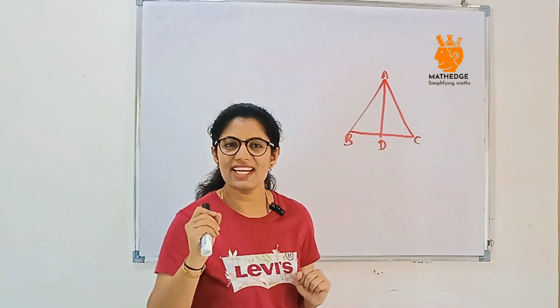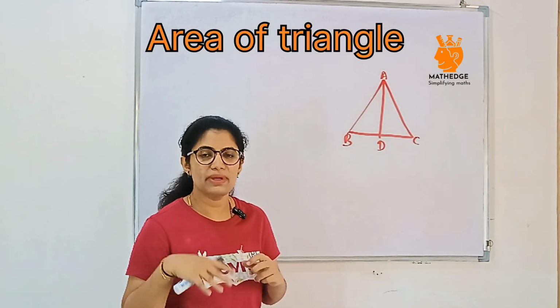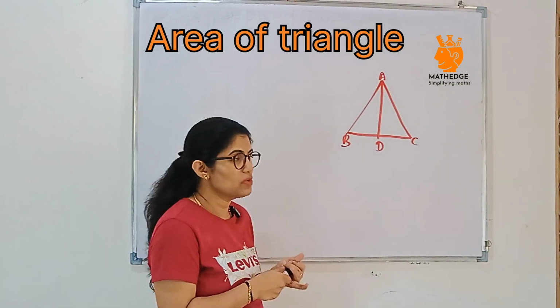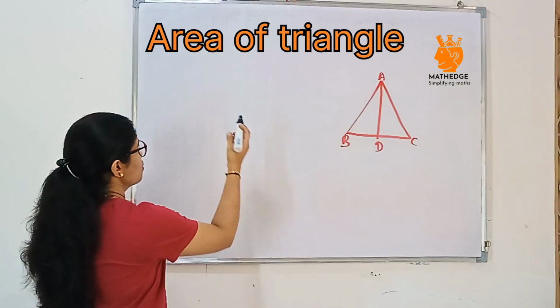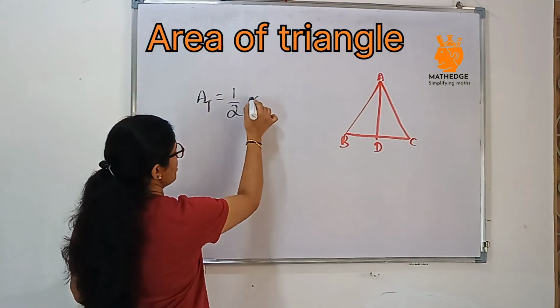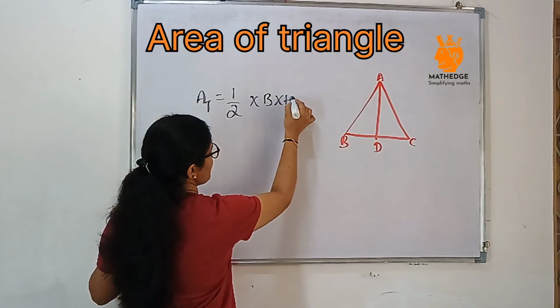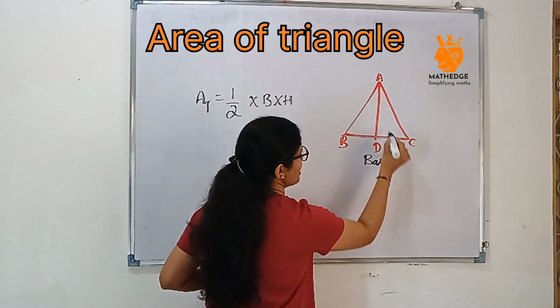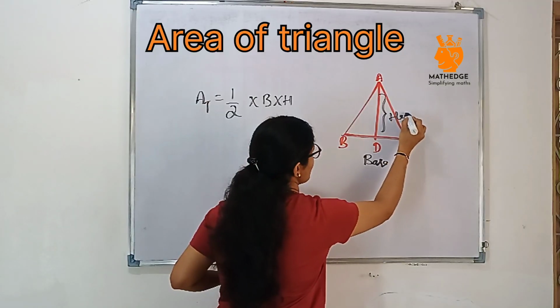Alright, what about the area of a triangle? So if you have a base and height, we can calculate the area of a triangle by the basic formula. Area of triangle equals half into base into height. Here, this we'll call the base and this we'll call the height.